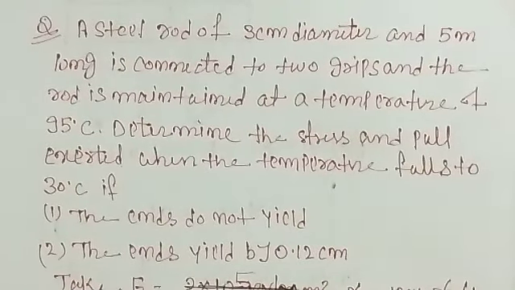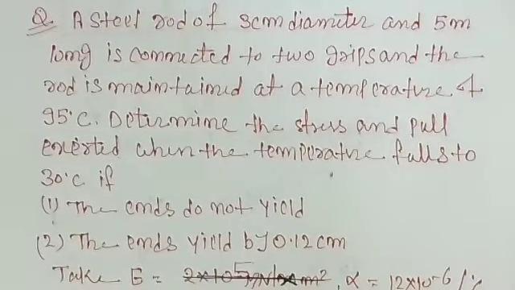So you have one steel rod whose diameter is 3 centimeter, length is 5 meter, and it is connected to 2 grips, right? The rod is maintained at a temperature of 95 degrees centigrade. We have to find the stresses and pull exerted when the temperature falls to 30 degrees centigrade, right? So the temperature changes from 95 to 30 degrees centigrade.